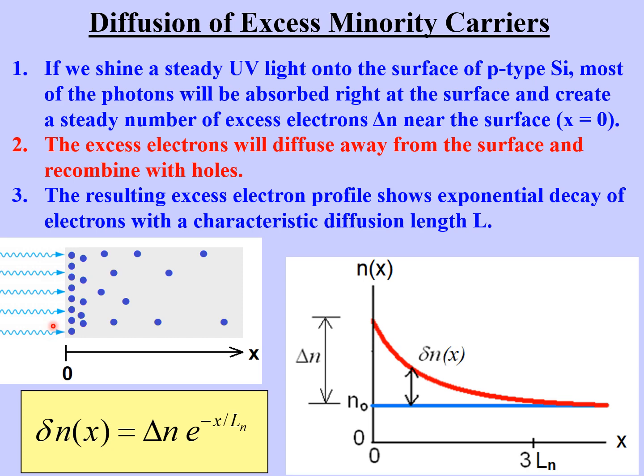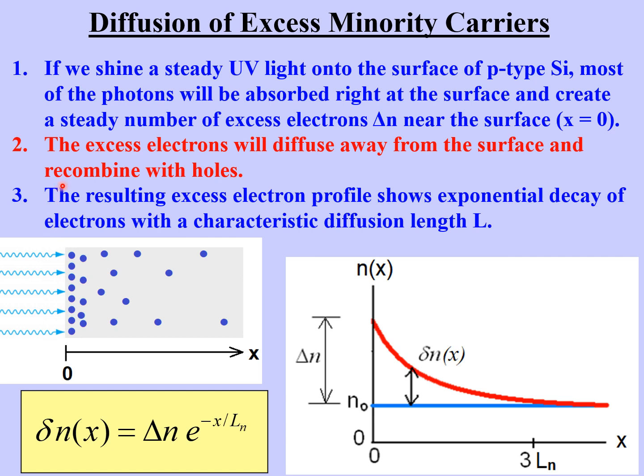What happens here is most of these photons of light are going to be absorbed right at the surface of the semiconductor, and they're going to create a large population of excess electrons. Again, this is a p-type semiconductor, so by shining a light on it, we're going to create electron-hole pairs. So we've got a bunch of excess electrons, minority carriers, and there's going to be a large concentration of them right at the surface where the light is hitting, generating these electrons.